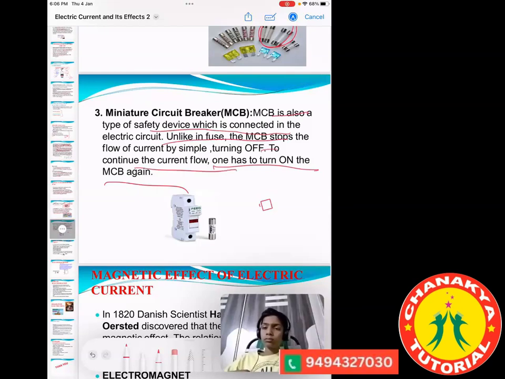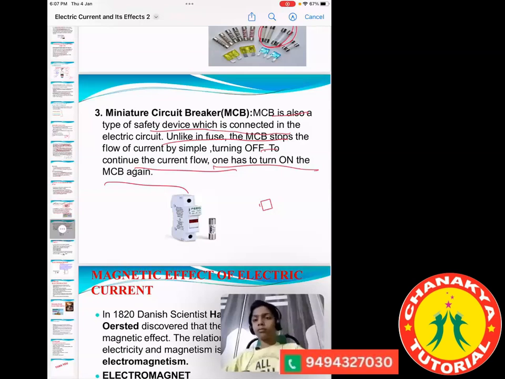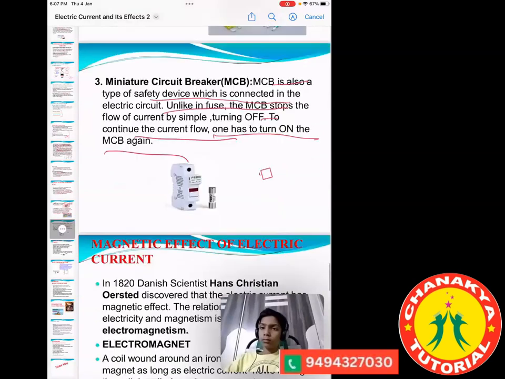To continue the current flow, it has to be turned on. It can switch off automatically, but if we want the current again, we have to switch it on ourselves. Automatically it does not turn on. For example, I have turned it on now. Again, if the current is high, it will automatically fall down to the off position. So if I switch it on and it goes off again, it means the current is still high. Until it stops going off by itself, we should understand that.